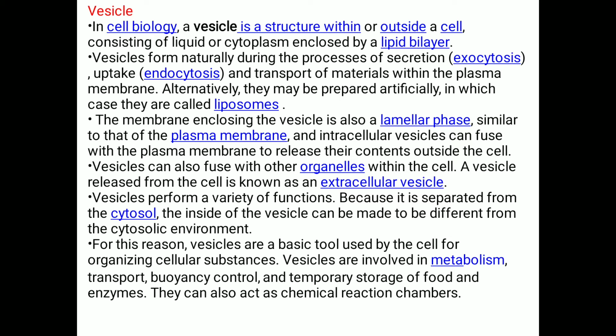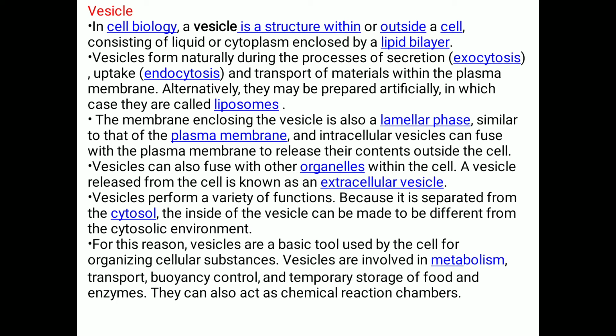Vesicles form naturally during the process of secretion, such as exocytosis and endocytosis. Secretion is exocytosis, taking up is endocytosis, okay. During those processes vesicles are formed, and the transport of materials within the plasma membrane also takes place through vesicles. Alternatively, they may be prepared artificially, in which case they are called liposomes. So if the vesicles are formed biologically inside us, we call them vesicles. But when we prepare them outside, we call them liposomes. Simply put, artificially prepared vesicles are liposomes.